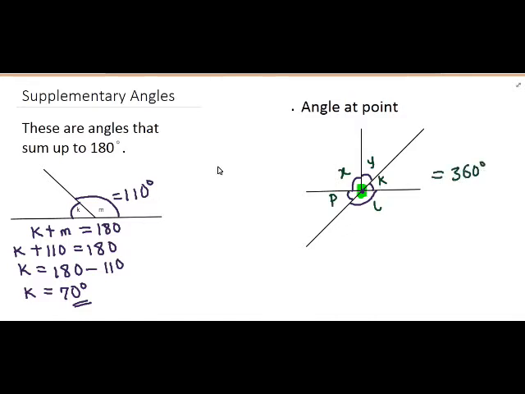Don't forget this. Supplementary angles, or angles in a straight line, add up to 180 degrees. Complementary angles add up to 90 degrees, and angles at a point add up to 360 degrees. Okay, let's continue.